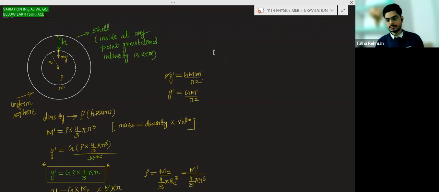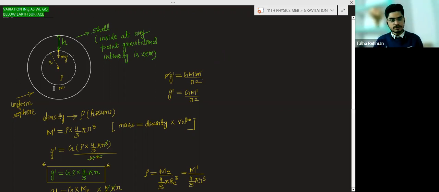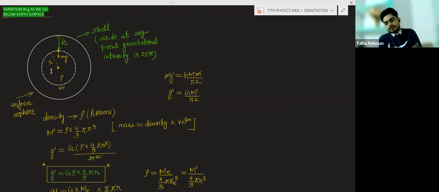So density is what? Mass per unit volume. How much mass is there in unit volume? That is density. Density is equal to mass divided by volume. So density of the earth we are assuming constant, but we know that density of the earth is not constant in practical life. Practically, the density of the earth is not constant, and the earth is not a perfect sphere also. We will discuss this.